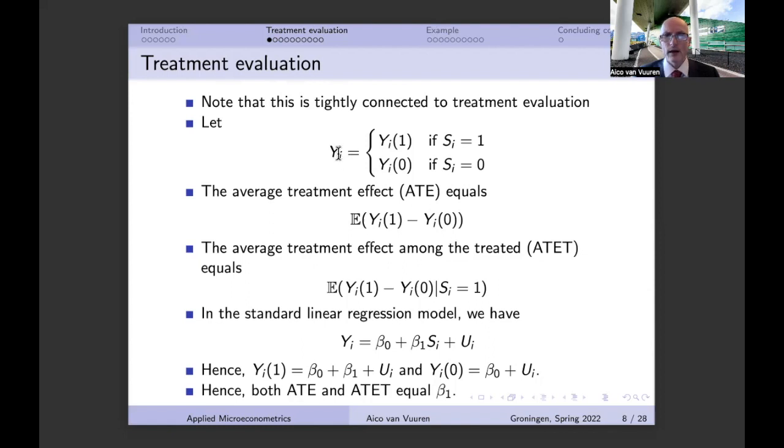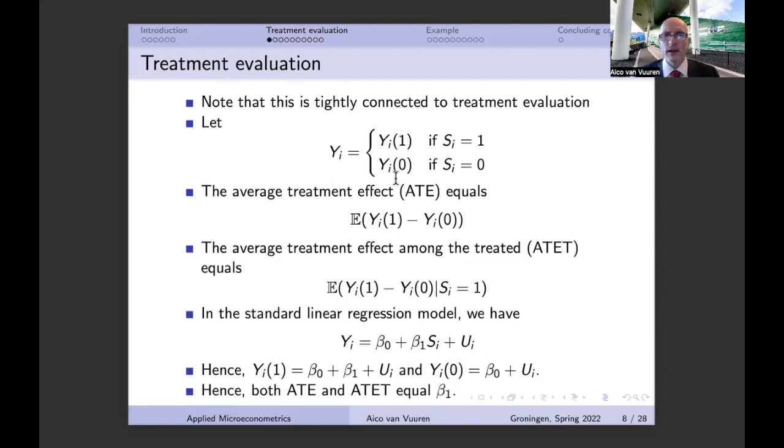You should immediately realize that at the moment that we have somebody who is treated, we only know the health outcome for that particular person when treated, but we have no idea what the health outcome would have been in the case that that particular individual would not have been treated. And the other way around, if we have an individual who is not treated, then we do know the health outcome in the case that that individual was not treated, but we have no idea what the health outcome would have been in the case that that particular individual would have been treated.